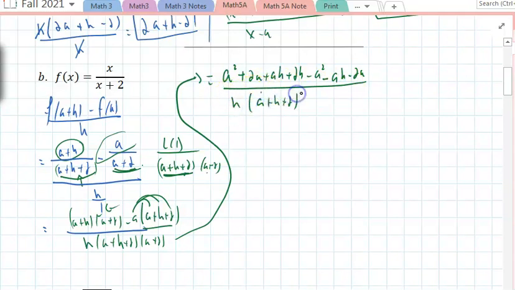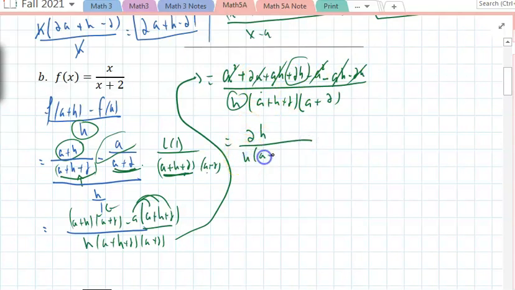the rest. I know it's a bit messy, but keep in mind what we want. We want to cancel this original h, which is right there. And you notice the a squared terms cancel out, those cancel out, and those cancel out. You're only left with this. You're only left with 2h over h times a plus h plus 2 times a plus 2. And if the h cancels out, pretty much you're done.